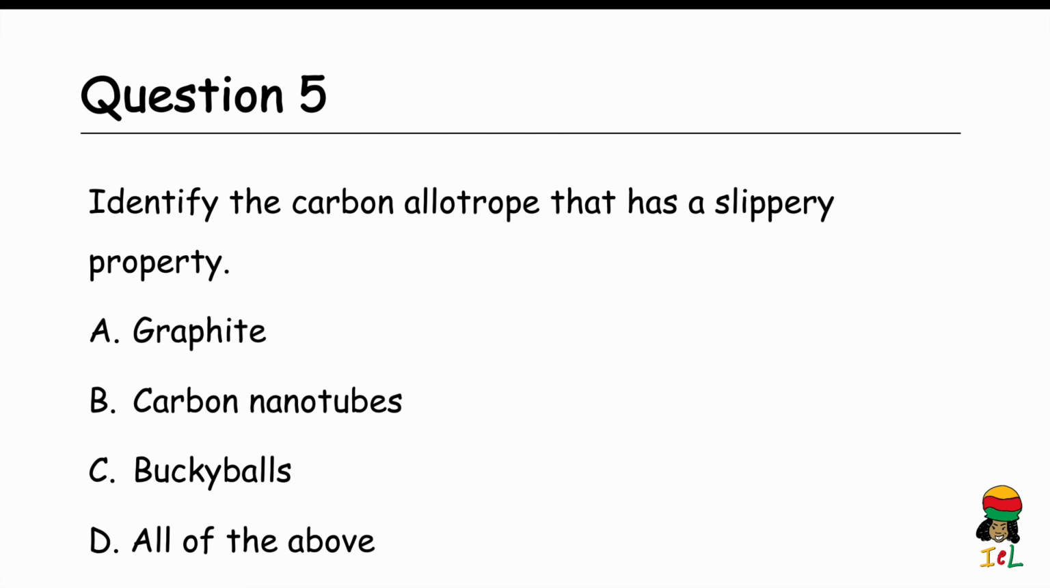Question 5. Identify the carbon allotrope that has a slippery property. A. Graphite, B. Carbon nanotubes, C. Buckyballs, D. All of the above. The answer is D, all of the above.